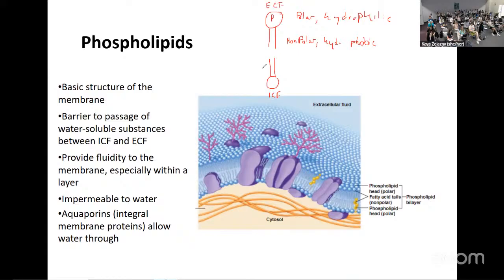These phospholipids and their physical and chemical behavior is really important to how membranes work, because our phospholipids are really why many things can't get across a membrane without help, right? So we've got this thick, nonpolar hydrophobic layer that is going to prevent anything with a charge or anything polar from just diffusing through the membrane. It's going to be blocked, it's going to be repelled by this thick hydrophobic zone.